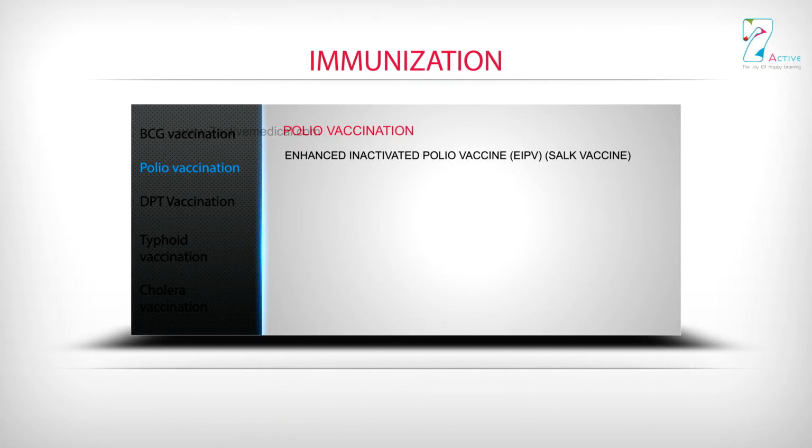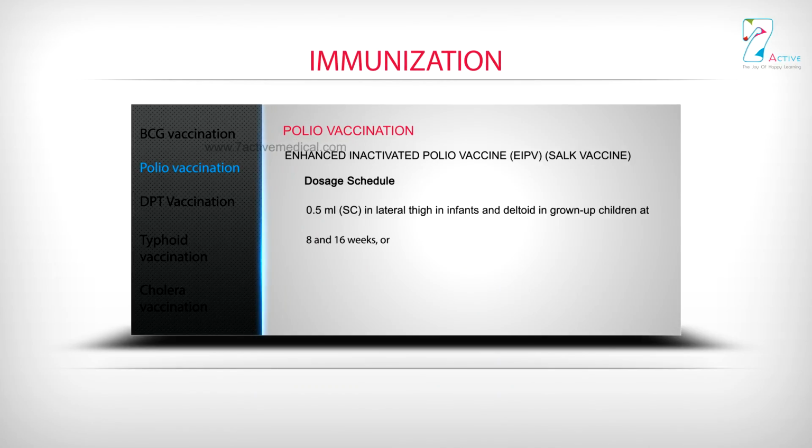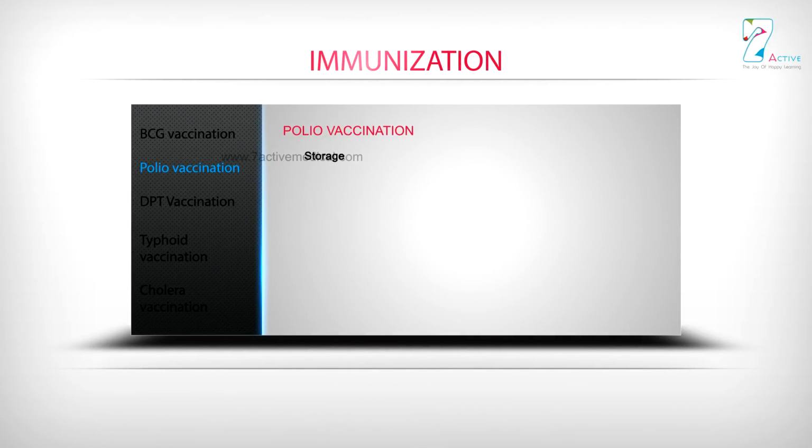Enhanced Inactivated Polio Vaccine, EIPV, Salk vaccine. Dosage schedule. 0.5 milliliter SC in the lateral thigh in infants and deltoid in grown-up children at 8 and 16 weeks or 6, 10 and 14 weeks. Booster is required at 15 months. Storage 2 to 8 degrees Celsius.